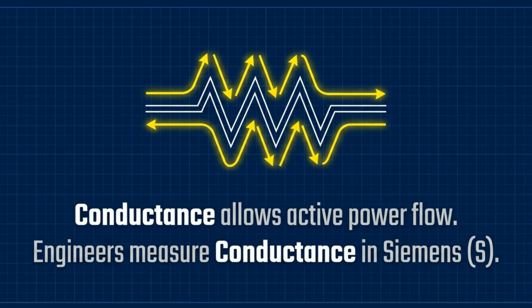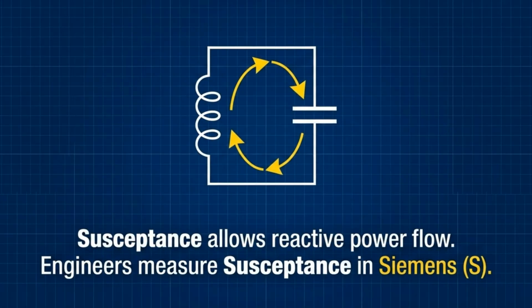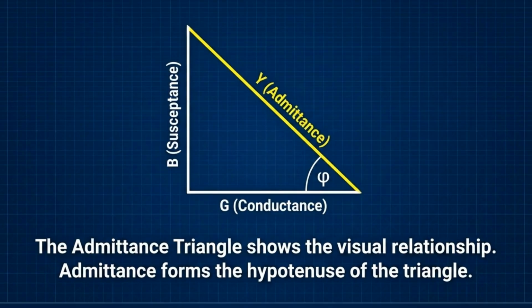Conductance is the real component of admittance. It represents the ability of a circuit to allow active power flow and is measured by engineers in Siemens. Susceptance is the imaginary component. It relates to the flow of reactive power in the circuit and is also measured in Siemens. The admittance triangle provides a useful visual representation of these relationships, with admittance itself serving as the triangle's hypotenuse.